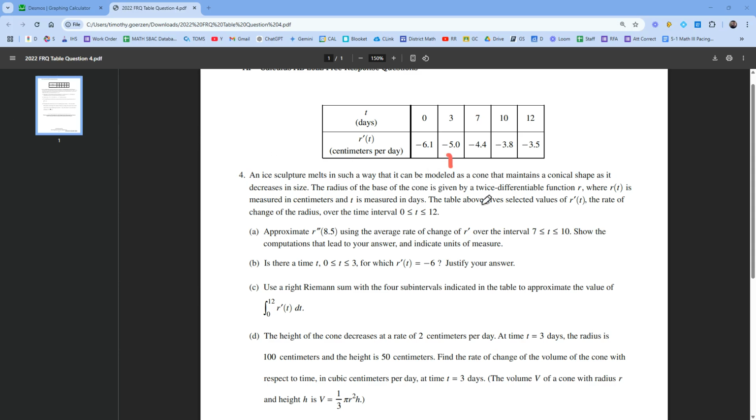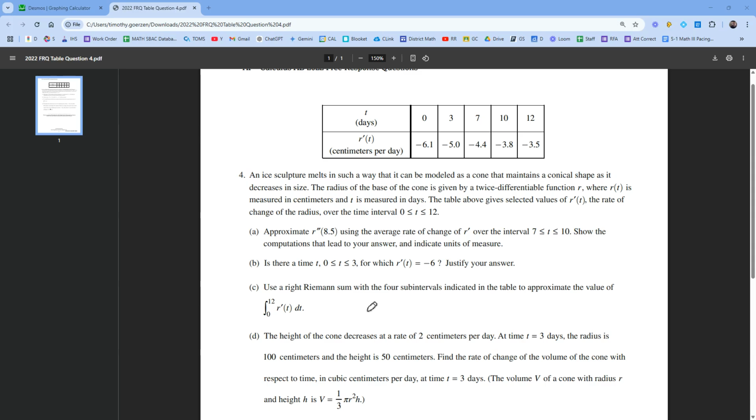So -5. And then I go plus. The next one, 3 to 7, is 4. And then a right Riemann sum we would use -4.4. The next one is 7 to 10, that's 3. And a right Riemann sum, that's -3.8. One more time, 10 to 12 is 2. And a right Riemann sum we would use -3.5.